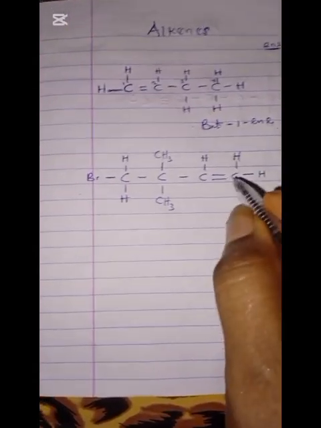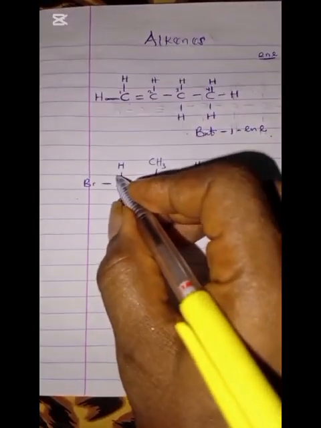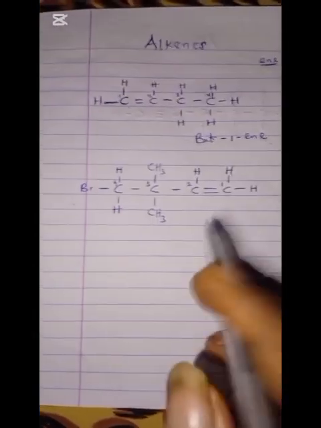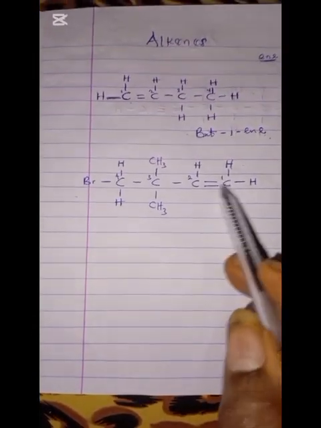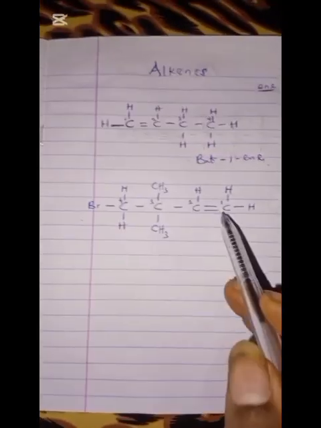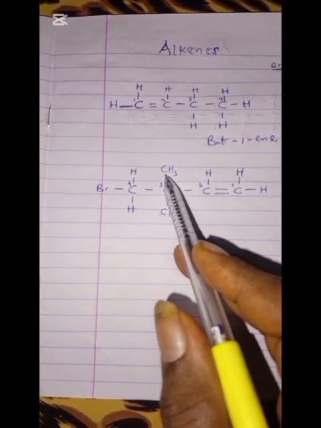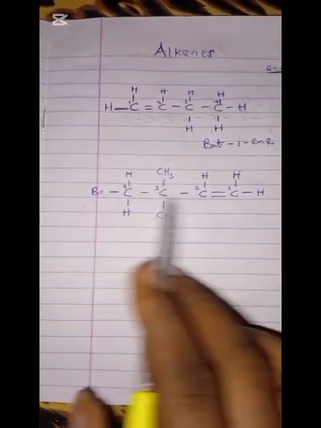So let's number. We have 1, 2, 3, 4. Now the next thing we need to do here, since we have identified the longest carbon chain, the longest carbon chain could be 1, 2, 3, 4, as the case may be. But I decided to use the straight chain there to make it easier for us to identify the substituent.